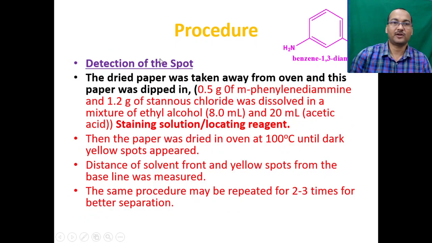Then detection of spots. The dried paper was taken out of the oven and dipped in the staining solution or locating reagent. Then the paper was dried at 100 degrees Celsius until dark yellow spots appeared. The distances of the solvent front and yellow spots from the baseline were measured. The same procedure may be repeated 2 to 3 times for better separation.